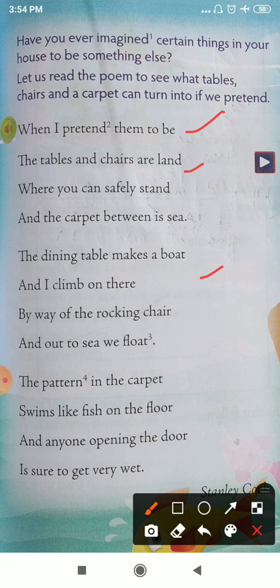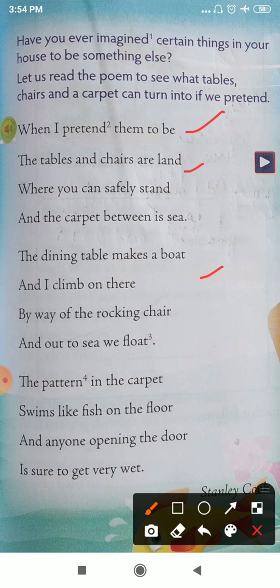Have you seen a rocking chair? A rocking chair is a type of chair which keeps on moving, right? So, what does the boy do? He just used the rocking chair to step on that dining table because he is comparing the dining table to a boat.